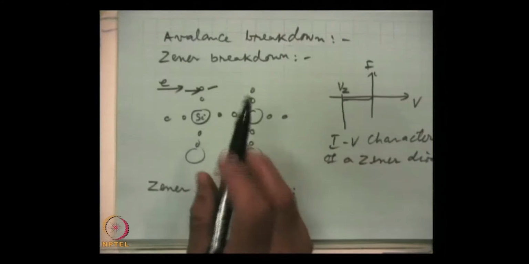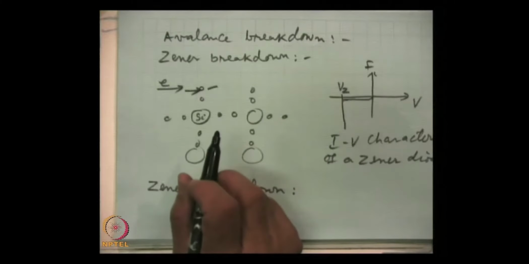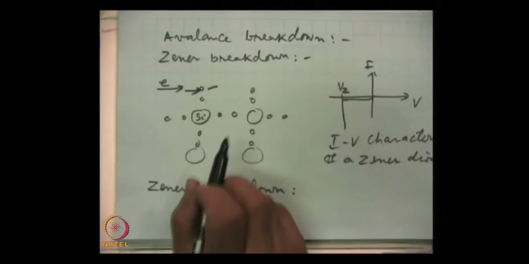Now, if you look at the expression for the depletion width, we will see that when the two regions, p side and n side, are highly doped, then the depletion width is low, and that means the same voltage will give much higher fields in the depletion region. So, Zener breakdown occurs in diodes having a high level of doping on the p side and n side, while avalanche breakdown occurs when the two sides of the diode are not too heavily doped.